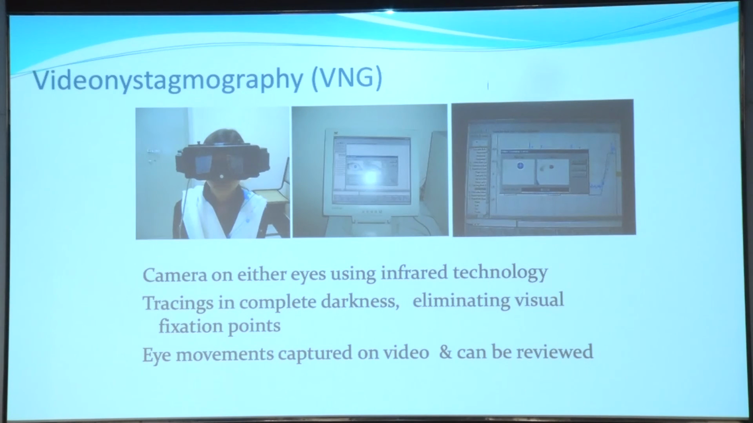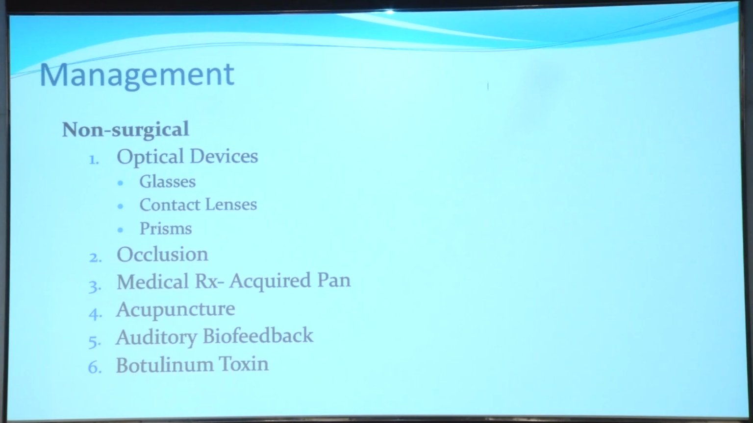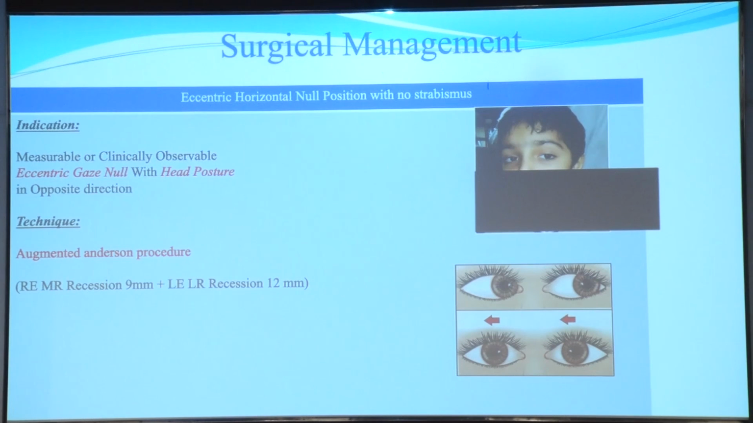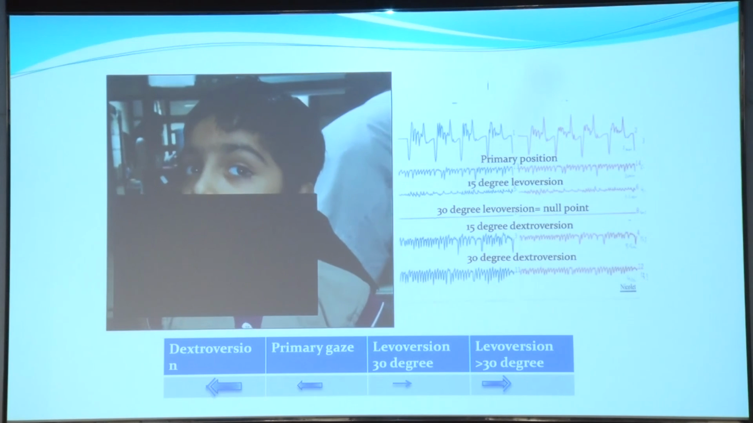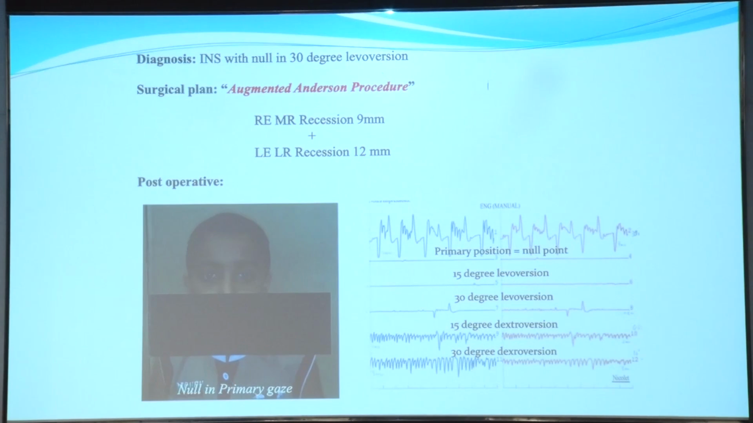You can do nystagmography, or nowadays even video nystagmography is available. Most of the time, non-surgical management is in the form of best refractive correction and adaptation with prisms, or medical treatment can be done in cases of acquired nystagmus. Surgical management is done only in cases where you have a definite head posture with an eccentric null position. You want to shift the head posture, so depending on whether it's INS or FMNS, you do the surgery accordingly. In a case of INS, you want to shift the null position by doing an Anderson procedure, which is the most common procedure that we do in our center.